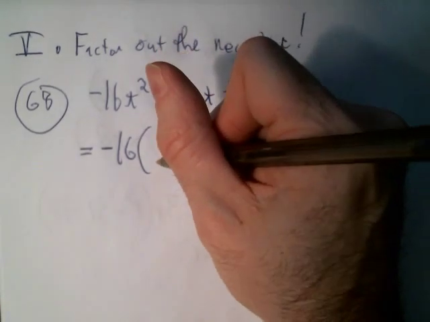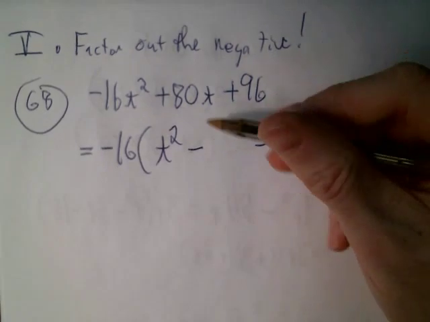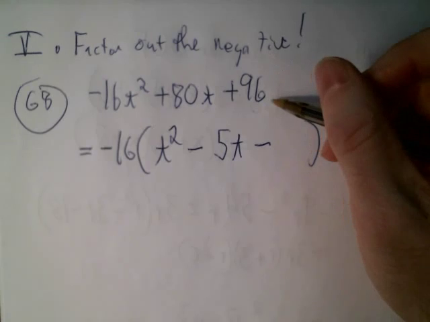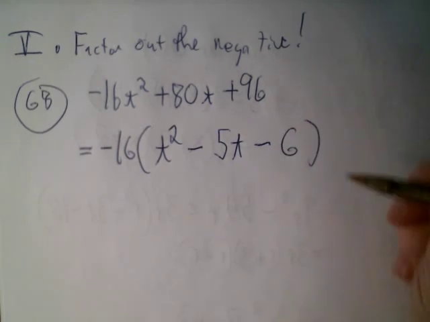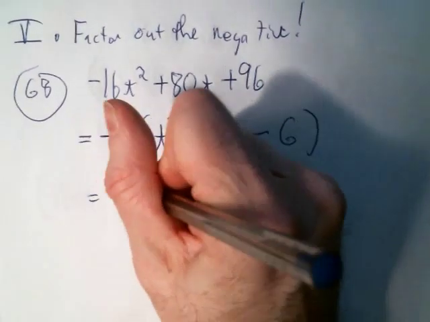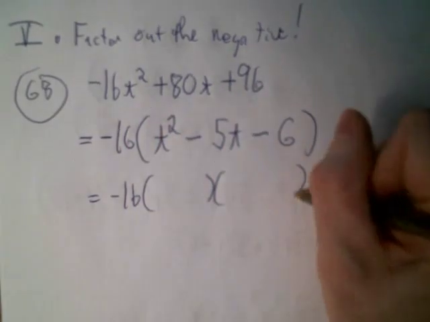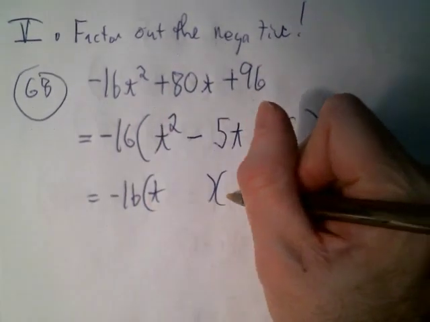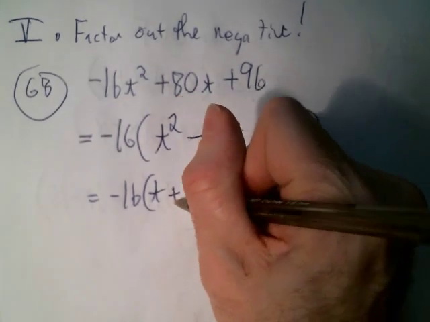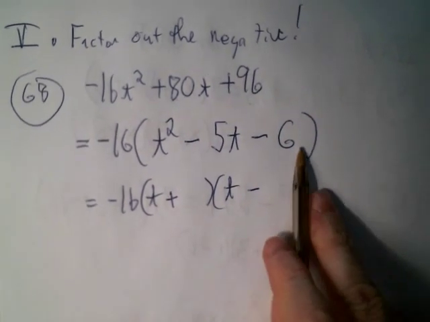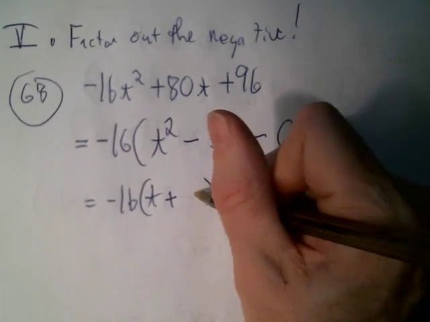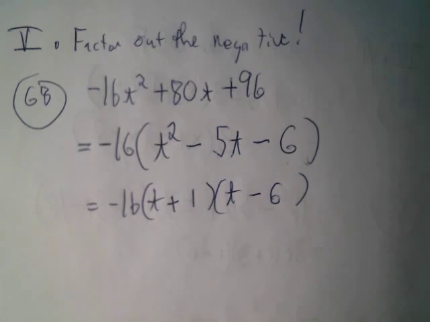Okay? And then the leftovers, we have t squared. 80 divided by 16, I believe, is 5. And then 96 divided by 16 is 6. And now we can factor this using our forms. Okay? So it has to be t and t. It's negative, negative, so our signs have to be plus, minus. Two numbers that multiply to be 6, but subtract to be 5, 6 and 1. And the bigger one has to be the 6. That's pretty much it.